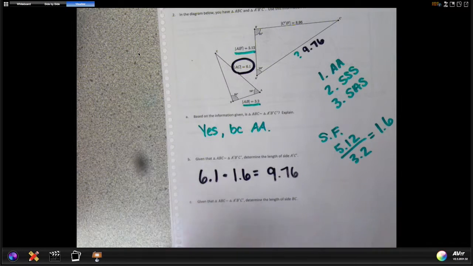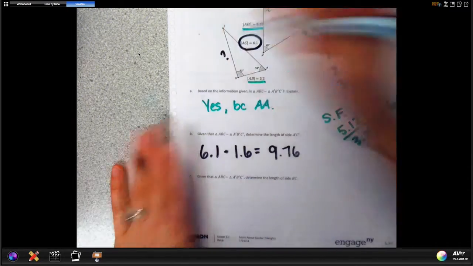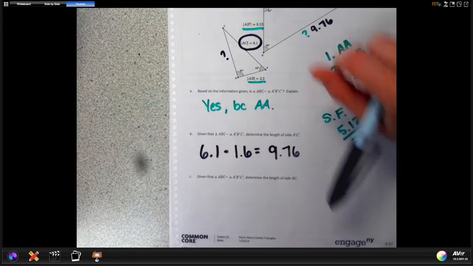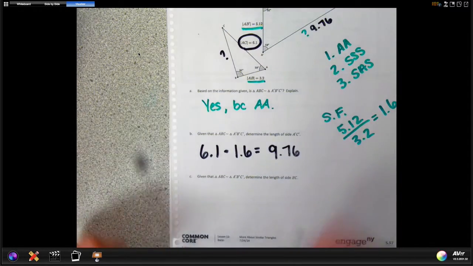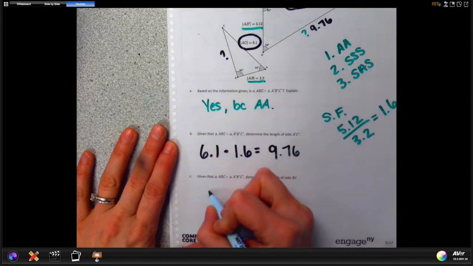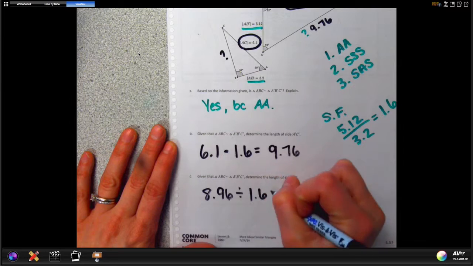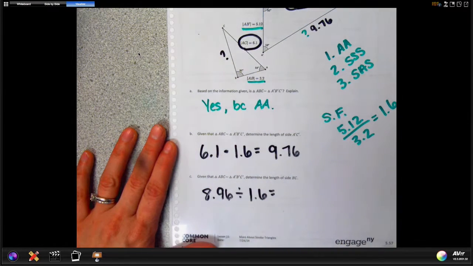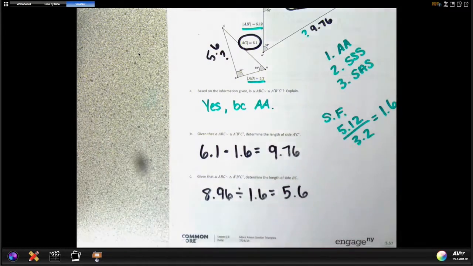Again, we're at the last question here. Given that these two triangles are similar, determine the length of side BC. Now we're looking to find this length, and that's on the smaller triangle. Since we have this length 8.96 and we're going to shrink it down, that means we're going to divide. We take our length that we know, 8.96, and divide it by our scale factor of 1.6. 8.96 divided by 1.6 gives you 5.6 right here. And you've answered all your questions.